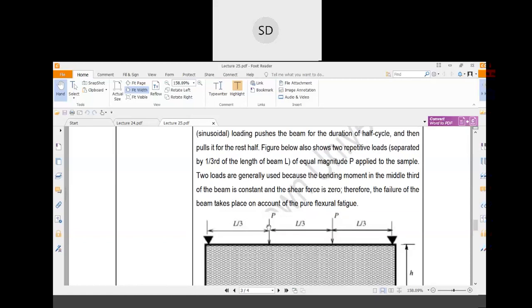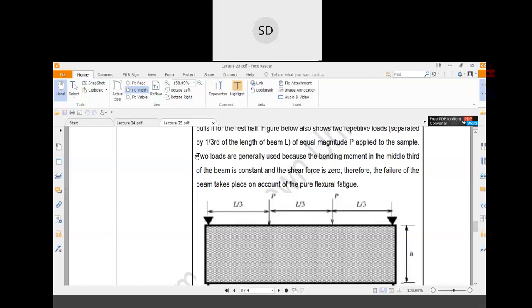So here, the figure below also shows two repetitive loads separated by 1/3 of the length of the beam, L. So one repetitive load is P and another repetitive load is P, which are acting at a distance of L by 3 in that sample.